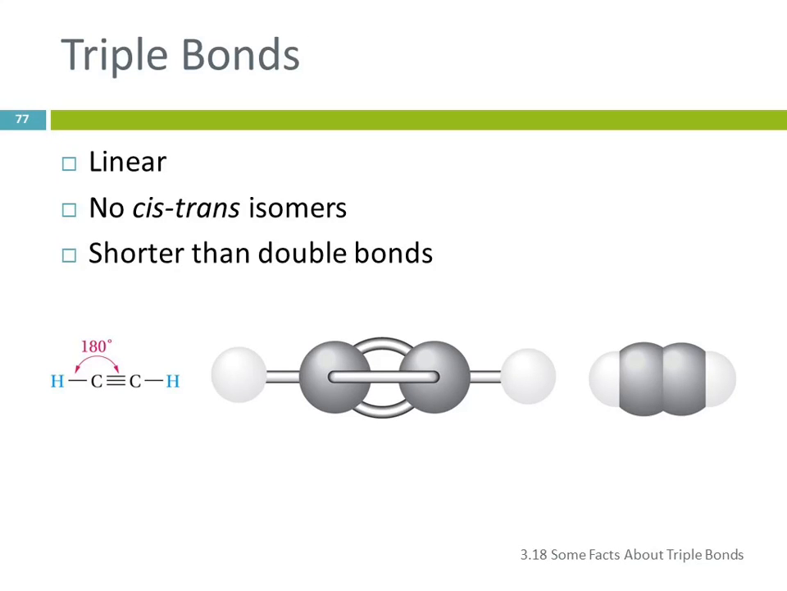We've been talking about alkenes this whole time, but alkynes are in this chapter as well, and alkynes have triple bonds. These are just some facts about triple bonds. Triple bonds are linear. They do not have any cis-trans isomers like double bonds can, and they are shorter than double bonds. We've got 3 pairs of electrons being shared, and that pulls the atoms closer together. They're shorter. They are going to be linear always because of the hybridization around that carbon.